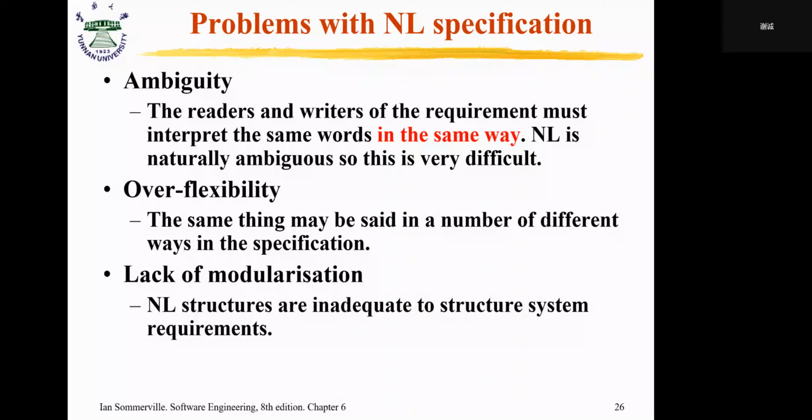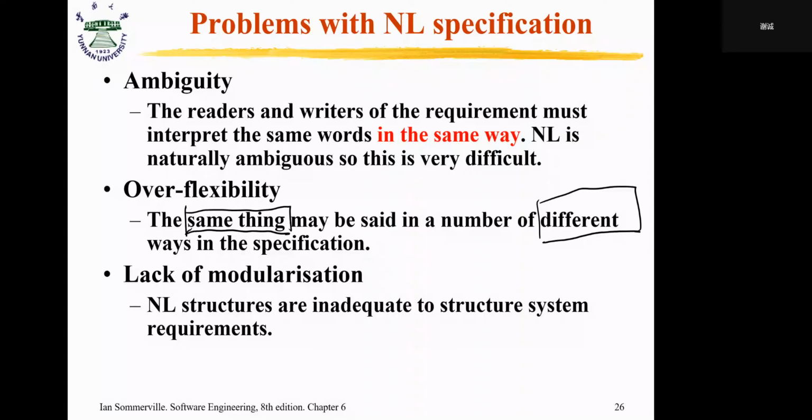The same thing, or same function, or same requirement may be said in a number of different ways in the specification. In the next chapter I will introduce that there are different people involved in the software development. So the same thing from different people may be different.